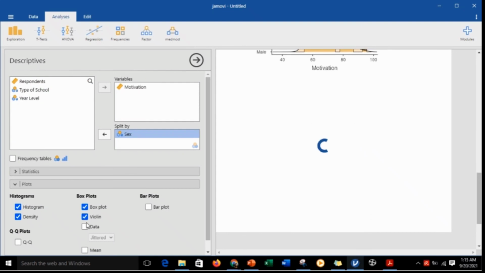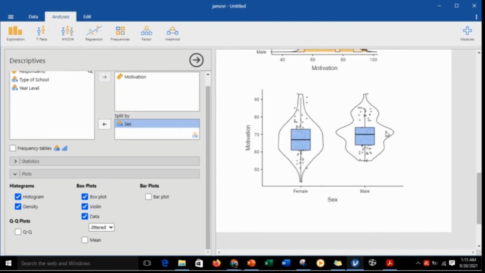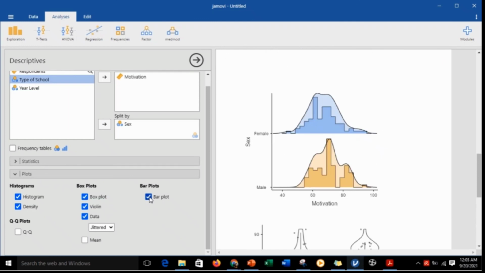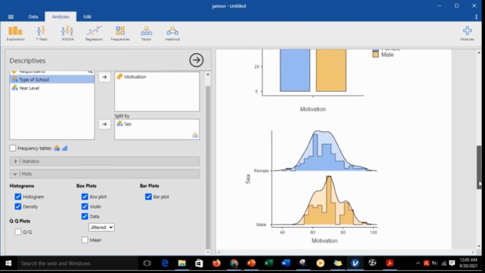Next, click Violin and Jitter elements. The Violin plot has taken the smooth distribution curve from the distribution plot, rotated it 90 degrees, and superimposed it on the box plot. The Jitter plot has further added all the data points. Next is bar plot, which is used to compare the mean.